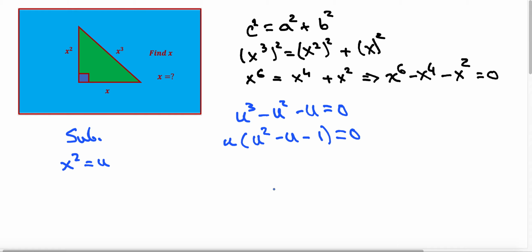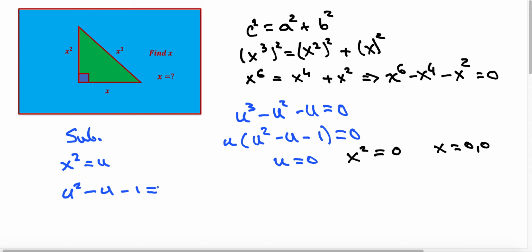And now let's take u is equal to 0. When we substitute x squared instead of the u, we see x squared is equal to 0. So 0 is a repeated root. It means x is equal to 0, 0. So it's 2 zeros.